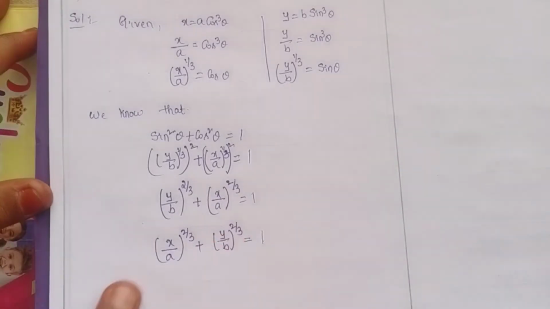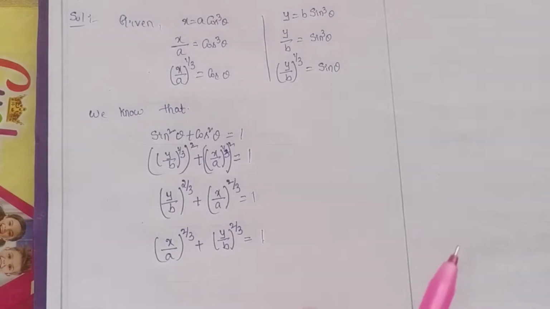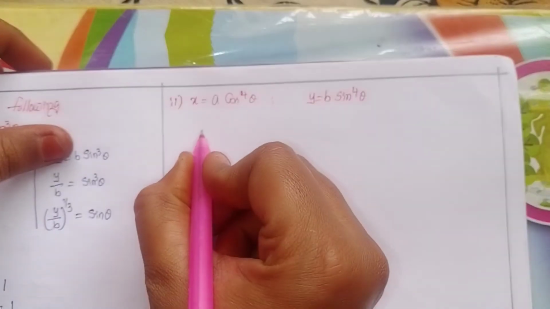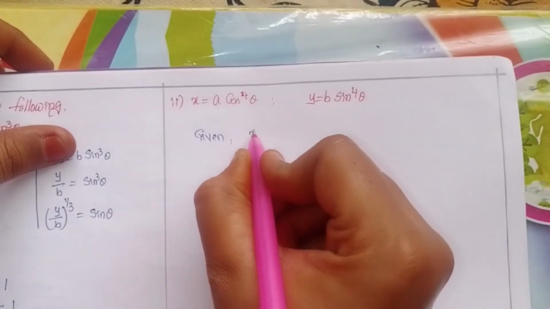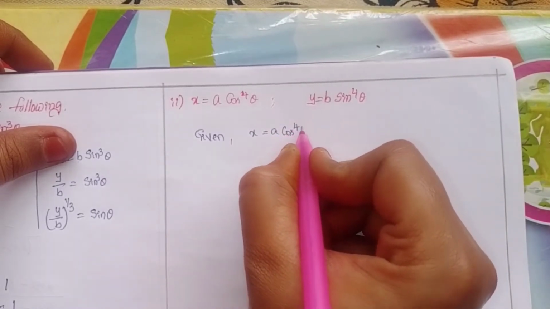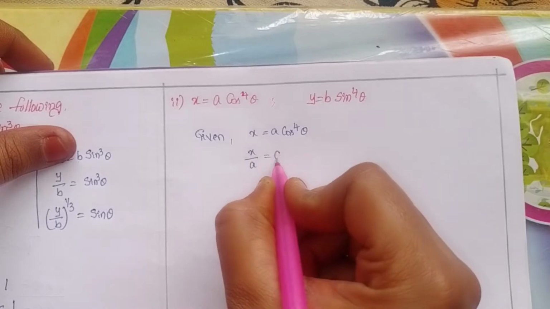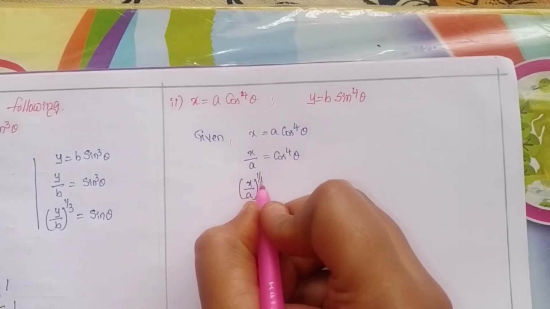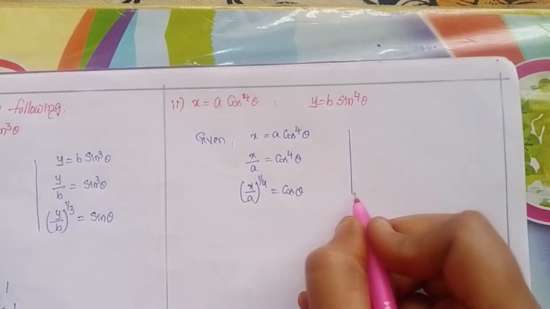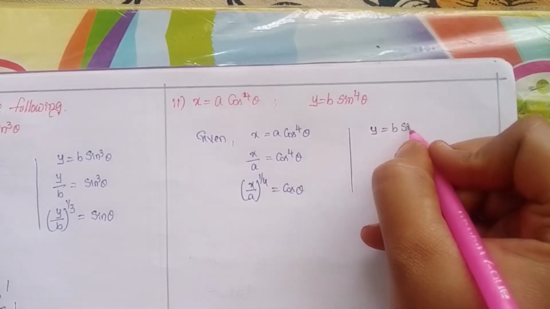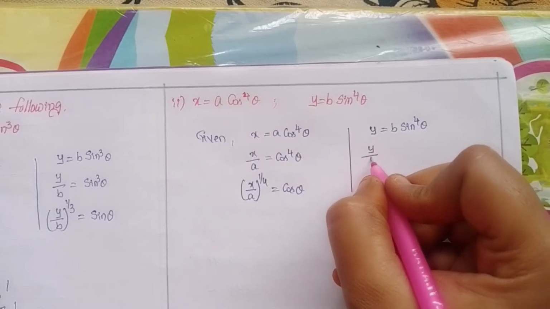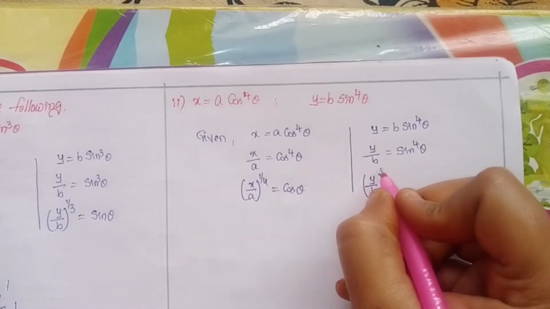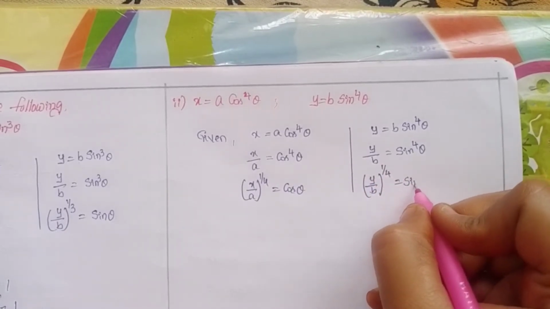So is theta there? No, it's an algebraic equation. Okay, so this is the first solution. Next, the second one. Given x equal to a into cos to the power of 4 theta, x by a equal to cos to the power of 4 theta, (x by a) whole to the power of 1 by 4 equal to cos theta. Similarly, y equal to b into sin to the power of 4 theta, y by b equal to sin to the power of 4 theta, (y by b) whole to the power of 1 by 4 equal to sin theta.